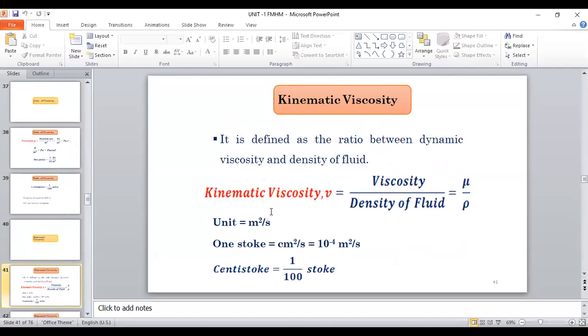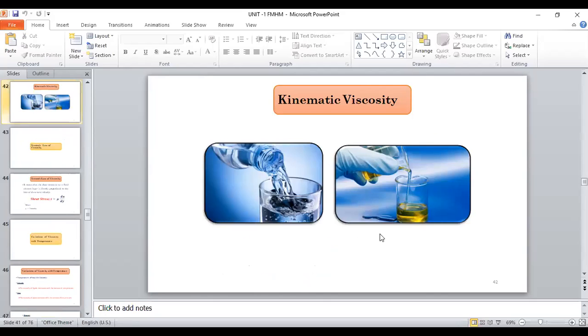Kinematic viscosity units are meter square per second. So 1 stoke equal to 1 by 10,000, or remember 10 power minus 4 meter square per second. So if you want 1 meter square per second, this 1 by 10,000 will go here. So 1 meter square per second equal to 10,000 stoke. Next, centistoke equal to 1 by 100th of stoke.